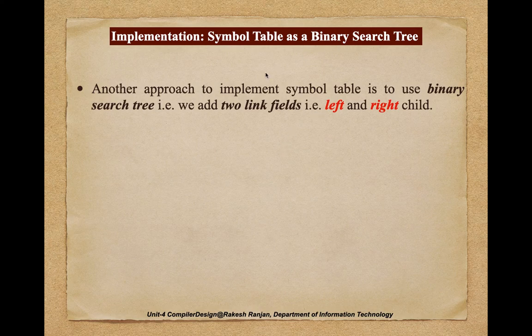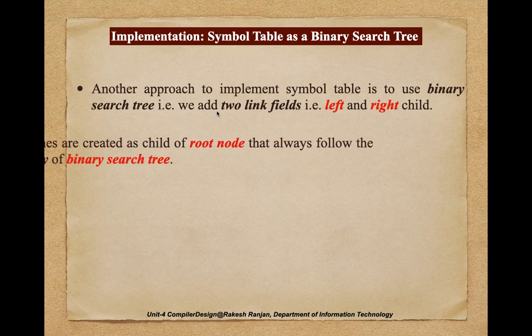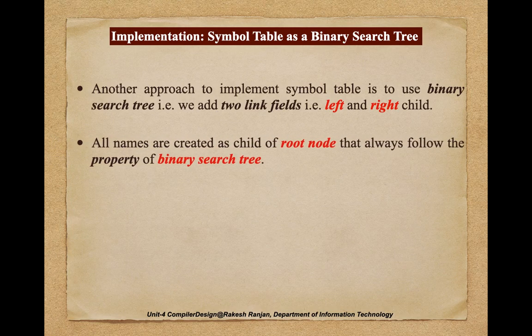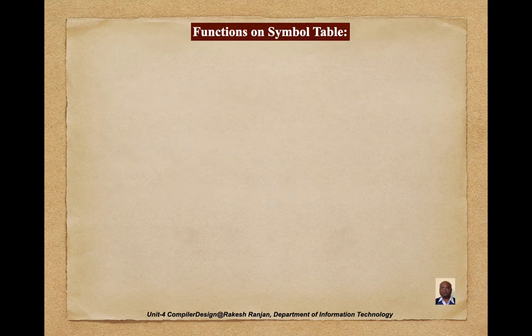Implementation of symbol table as a binary search tree. Another approach to implement the symbol table is a binary search tree. We add two link fields, left and right, and all names are created as children of the root node that always follow the property of a binary search tree. Insertion and lookup performance is big O of log n to the base 2 on average.